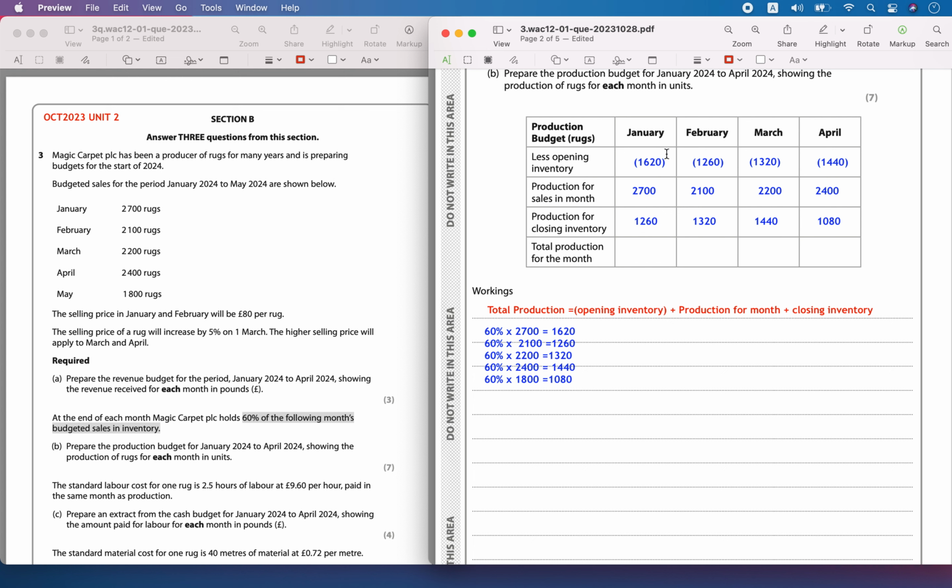Now let's calculate the total production for the month. It is less the opening inventory plus the production plus the closing inventory. That is the amount that needs to be produced based on the budgeting formula they have created. So it is 2340. That's the strategy they have created. So as per their strategy, these will be the amounts. Then you have 2320 minus 1320 plus 2200 plus 1440, so that's going to be equal to 2320. And then for April, minus 1440 plus 2400 plus 1080, that is equal to 2040.